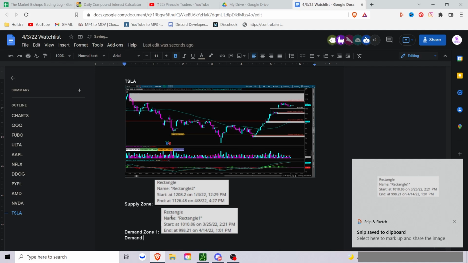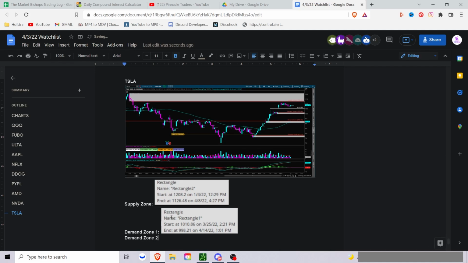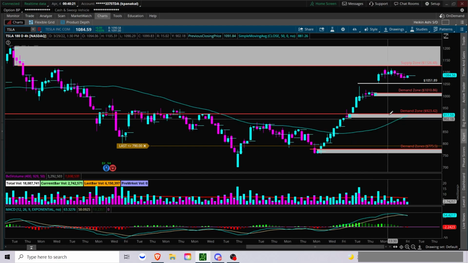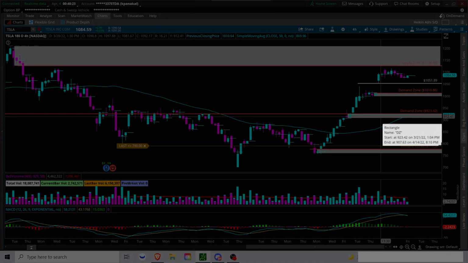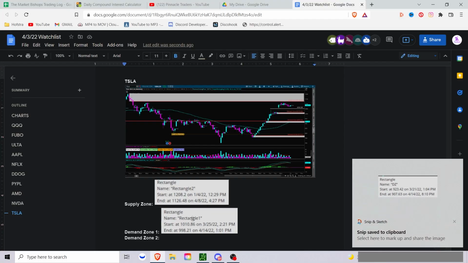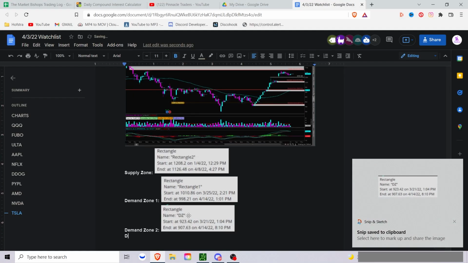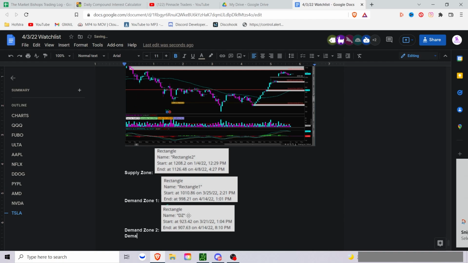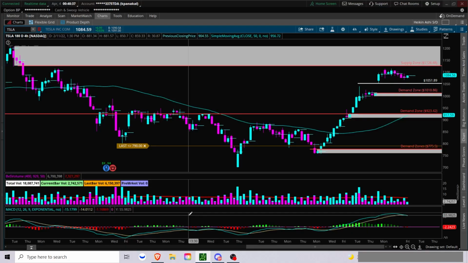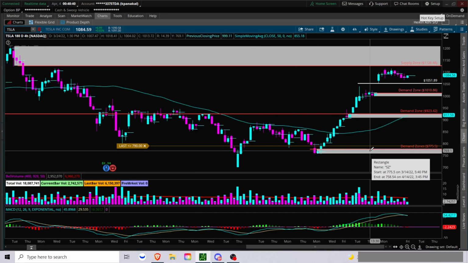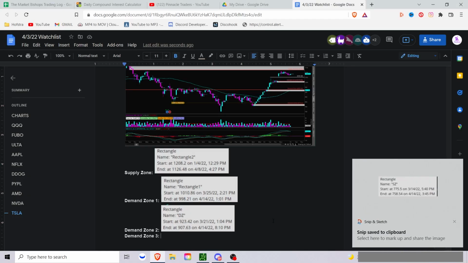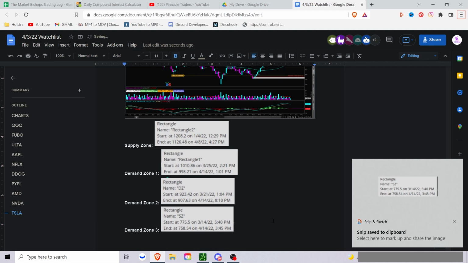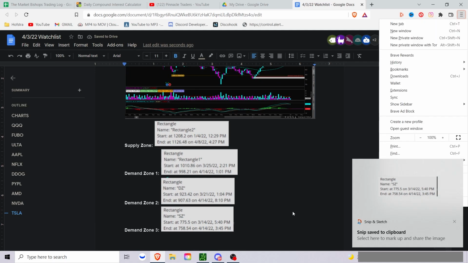Then we have the second demand zone, which is $923 to $907, right? These are just roughed out. I'm just rounding. So the exact numbers are on the screenshot, which is on the Google Doc. And demand zone 3, which is all the way down here, is at $775 all the way to $758.